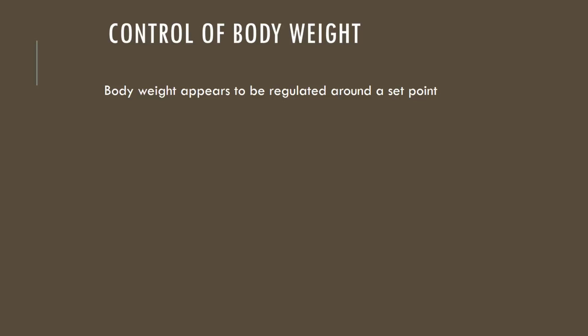Body weight appears to be regulated around a set point or a set number, and this is called the set point theory. This is somewhat disputed, but there's a lot of evidence to suggest that this is true. And there are 3 components to how much energy you expend, or how many calories you burn. The first is the resting metabolic rate. So when people talk about metabolism, this is probably what that means.